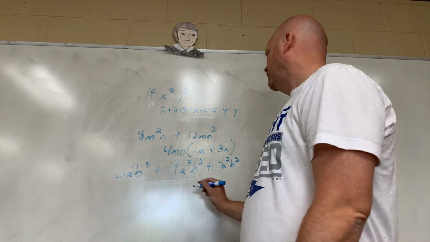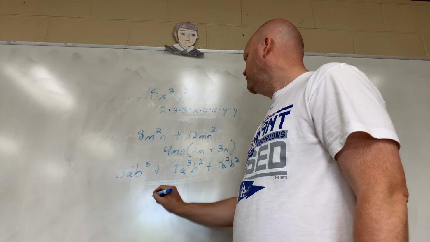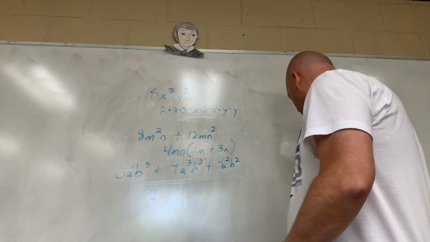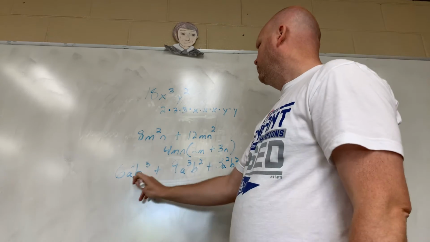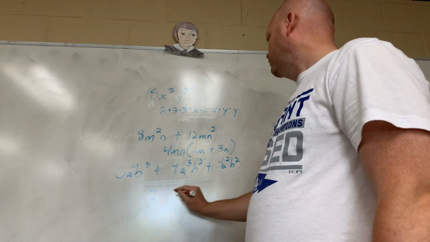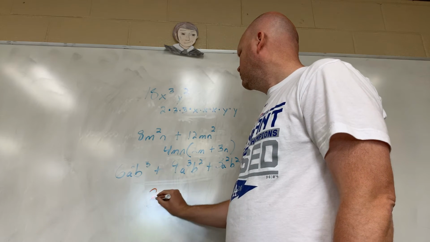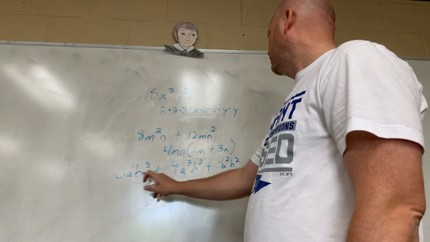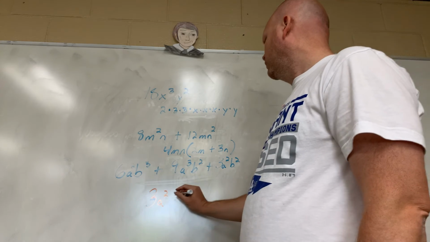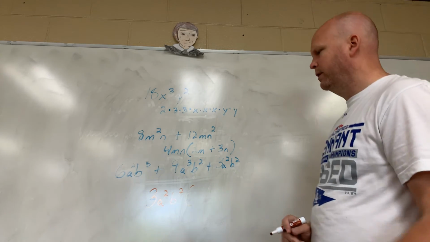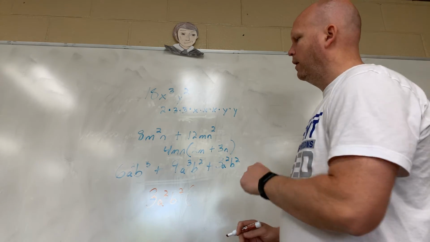Same thing if it's 3 terms. What goes into 6, 9, and 3? 3 does. So we put that on the outside. This has 2 A's, 3 A's, 2 A's. So they all have at least 2 A's. Okay? This has 3 B's, 2 B's, 2 B's. So they all have at least 2 B's. So that's what they all have in common: 3, A squared, and B squared.